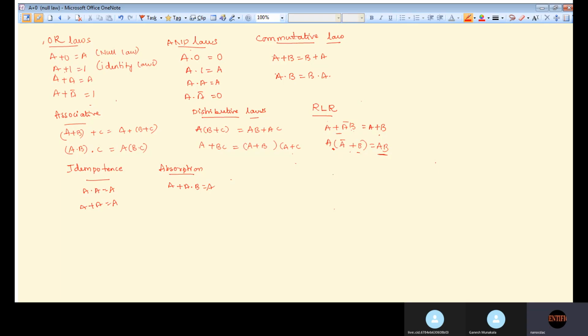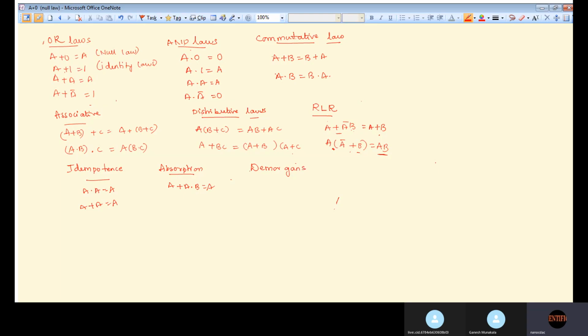Later we will be doing some problems on the consensus theorem, as I told you. When some questions are given, we have to use that one also. The consensus theorem and transposition theorem we also have to use. Later we will see.